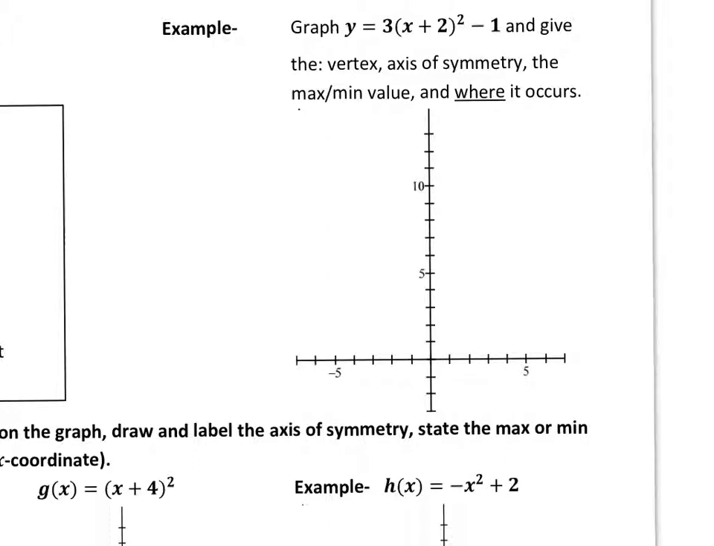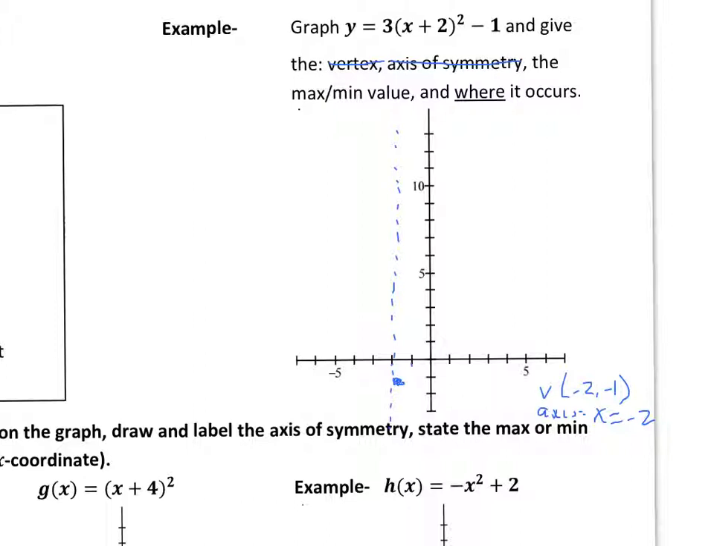Okay, so we're shifting this where? To the left. Left 2 and down 1. So where's our vertex now? Vertex is at -2, -1. Good. We've already done that part. Now where's our axis of symmetry? At x equals -2. Just x equals -2, because it's an axis, right? So this right here is my axis of symmetry. That's done.